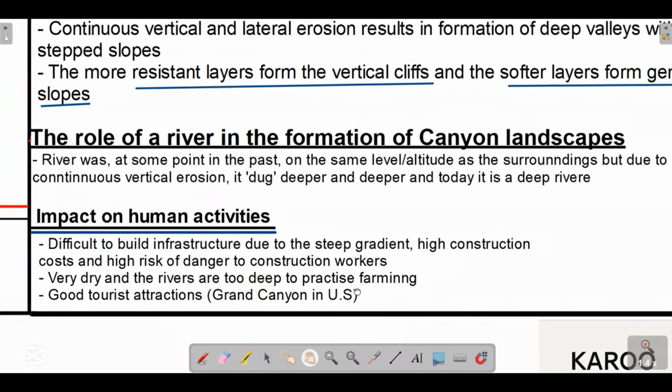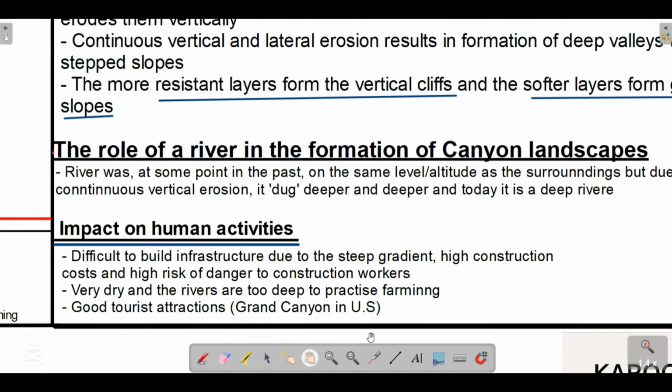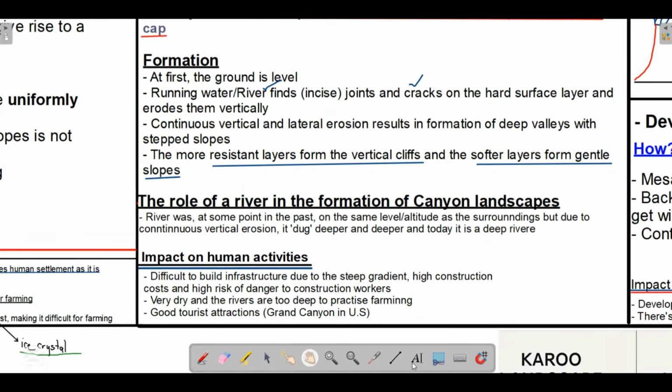The role of a river in the formation of canyon landscapes is critical, guys. The river at some point in the past was on the same level, or altitude, as the surroundings, but due to continuous vertical erosion, due to finding that crack and eroding it constantly, it dug, it eroded, digging, erosion, same thing. So it dug, it removed material deeper and deeper, and today it is a deep river.